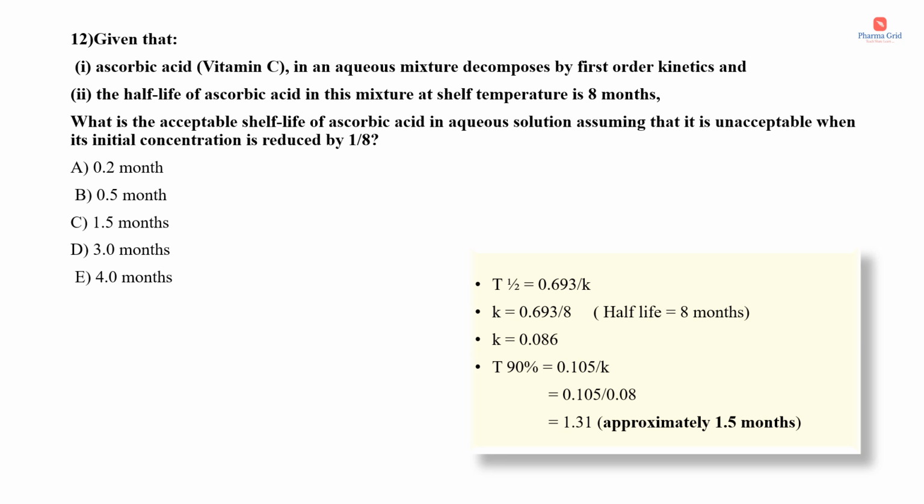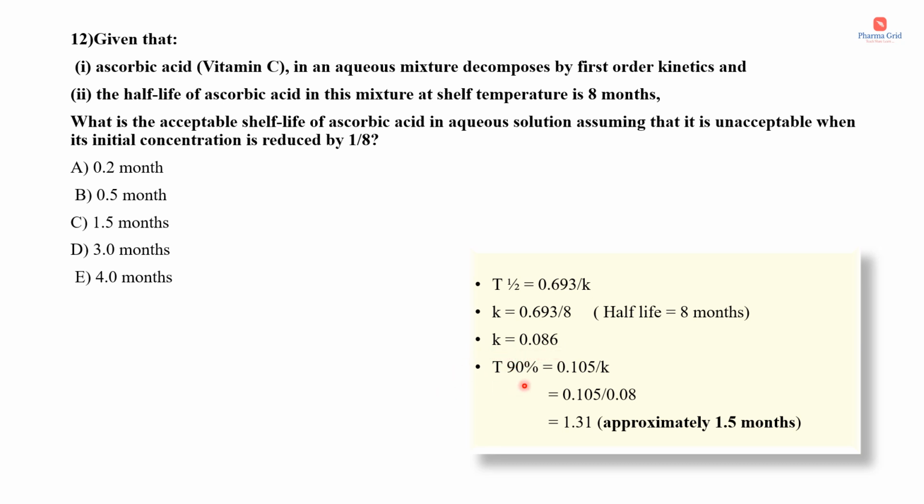So what are the things that are given here? The drug is ascorbic acid or vitamin C. It decomposes by first order kinetics, and the half-life of this ascorbic acid is given as 8 months. In the case of first order kinetics, the equation to calculate T half or half-life is equal to 0.693 divided by K, where K is the rate constant. So how to calculate K? Here T half is given as 8 months, so K will be equal to 0.693 divided by 8, since half-life is equal to 8 months. From this, K will be equal to 0.086.